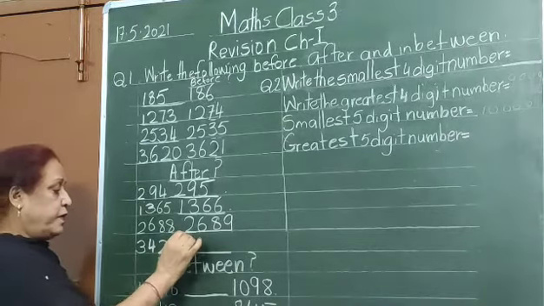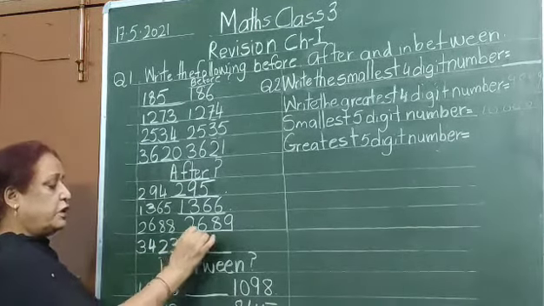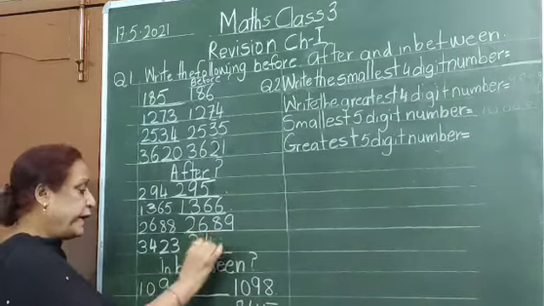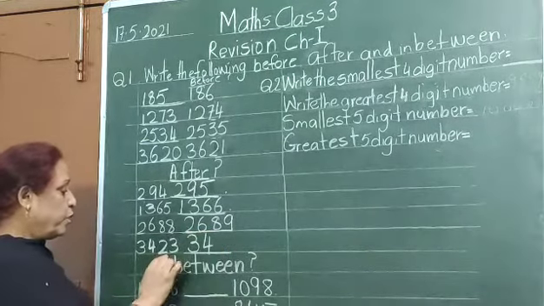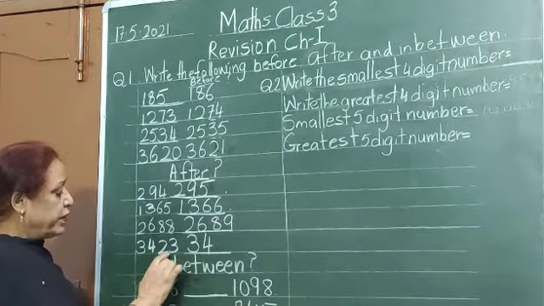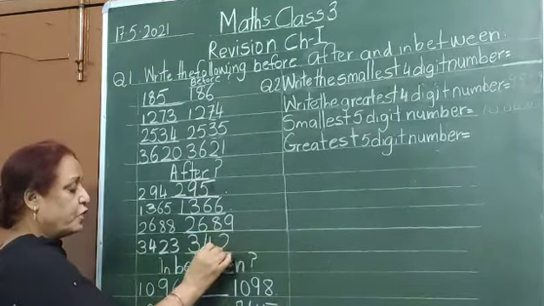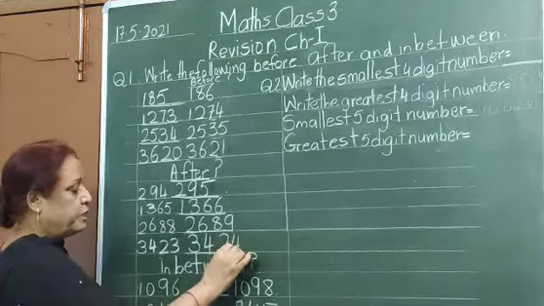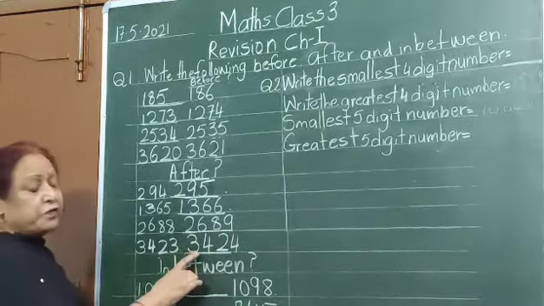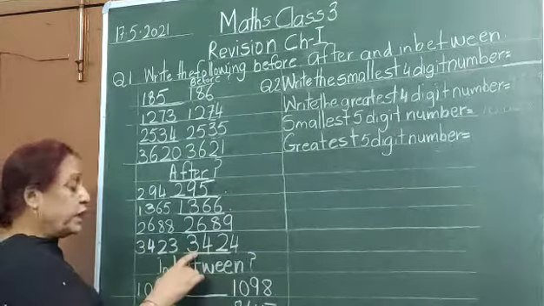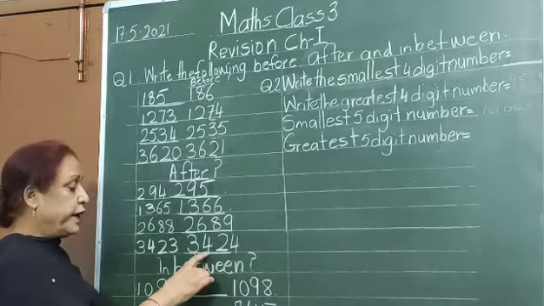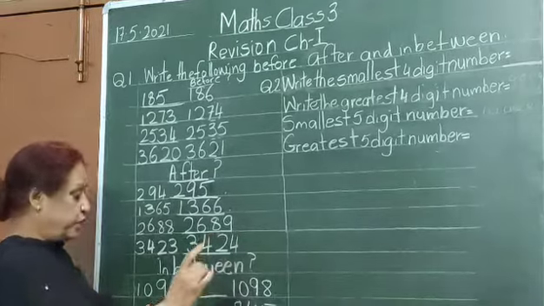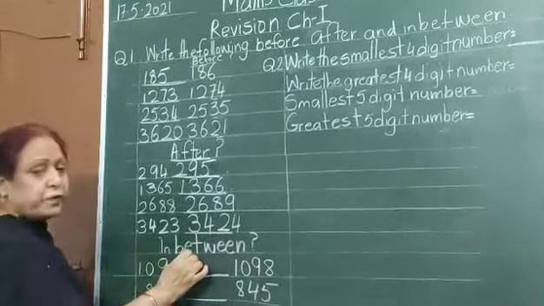Now 3423. 3400. Now what comes after 23? 24. Easy method. Okay. We'll read it again: 3424. Now children, in between.